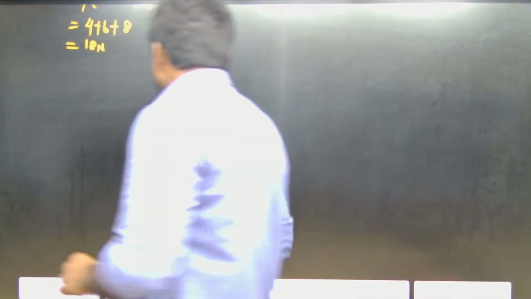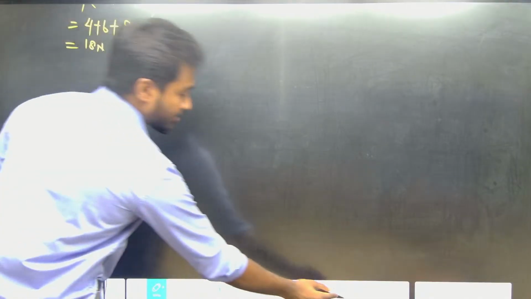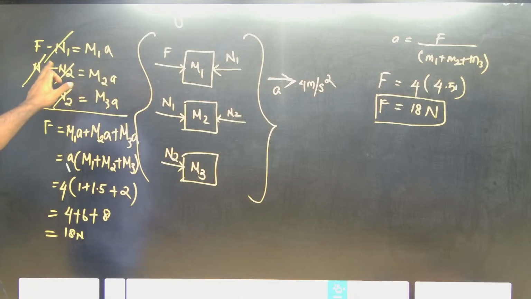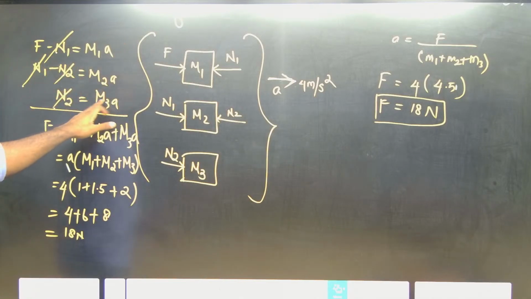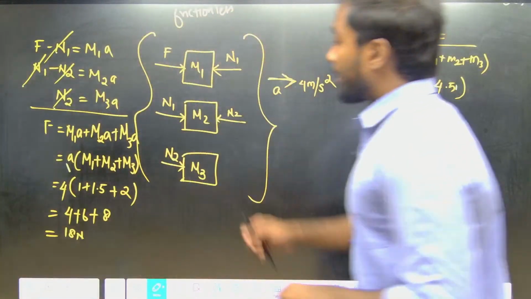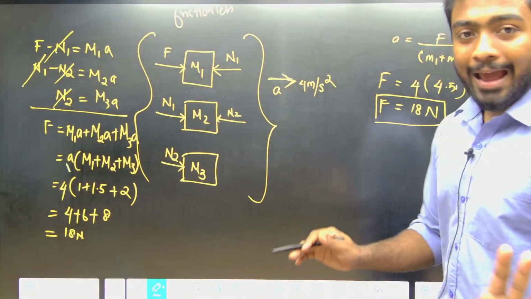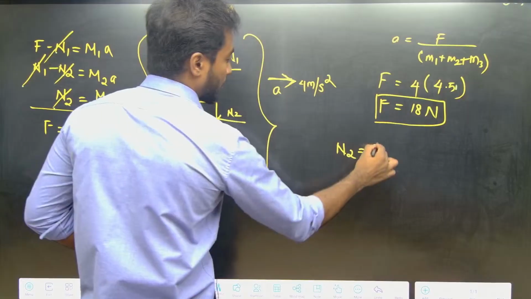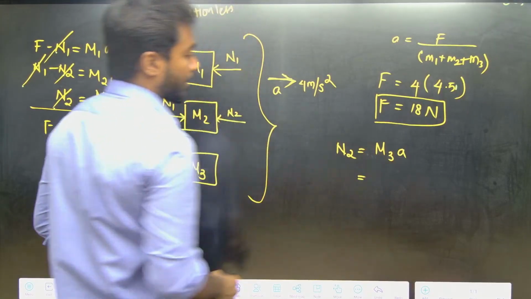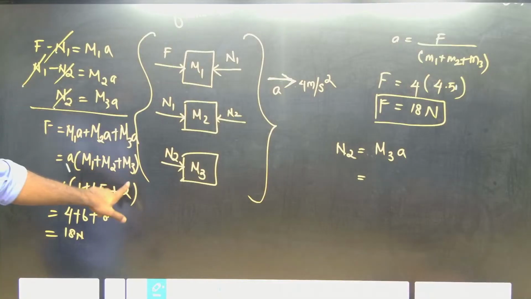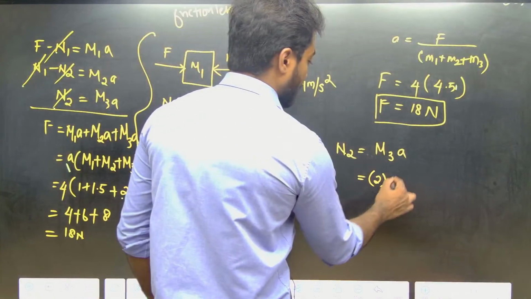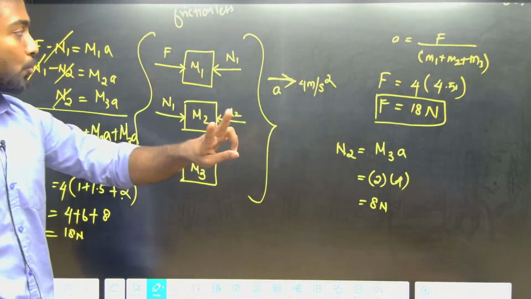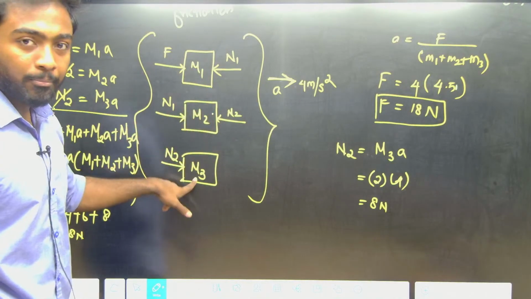So if I talk about the normal force, let me consider the same equations. F minus N1 equals M1A, N1 minus N2 equals M2A, N2 equals M3A. Sir, if you find here N2 equals M3A, can I write it as it is? Because M3 I know, A I know, right? Normal force 2 will be equal to M3A, where M3 is 2 kg and acceleration is 4 meter per second square, which is nothing but 8 Newton. Normal force 2, the force acting between M2 and M3, is 8 Newton.